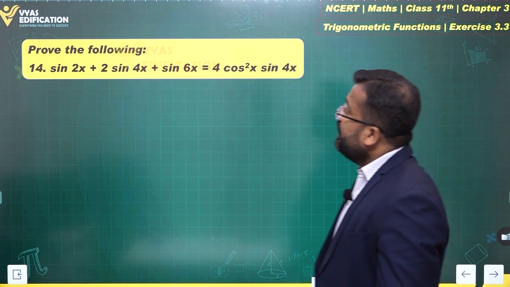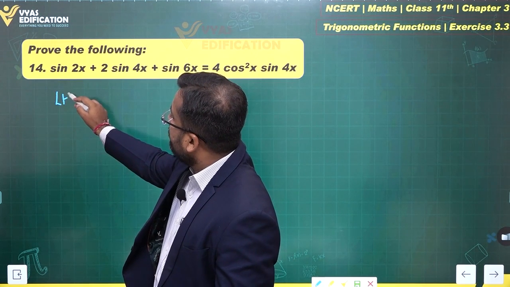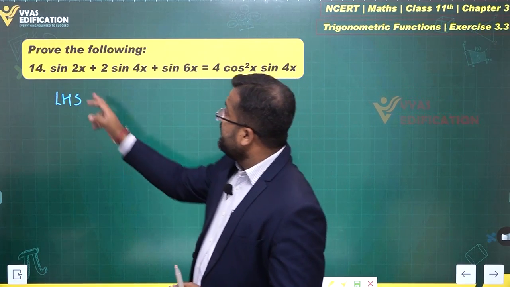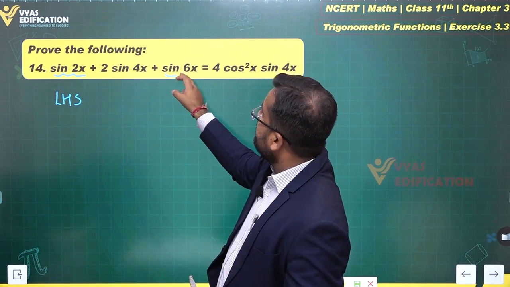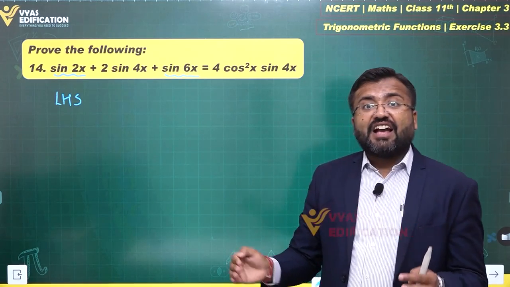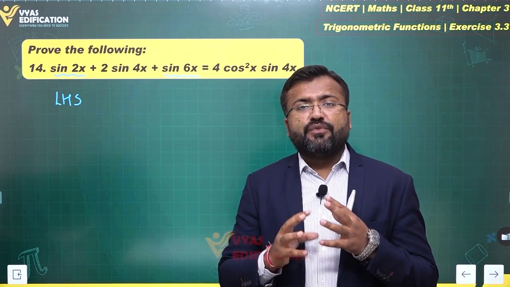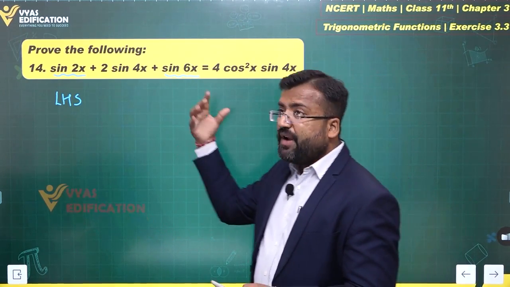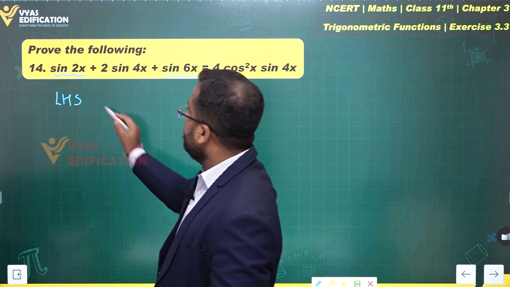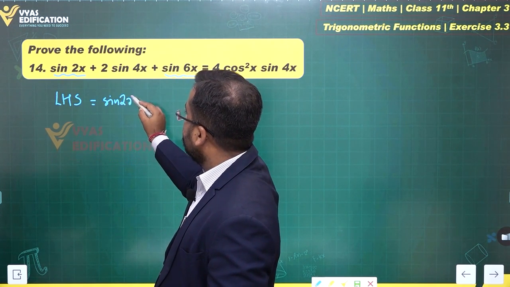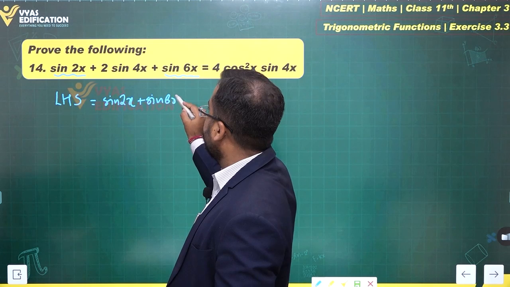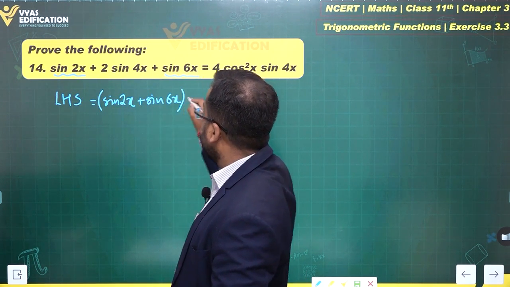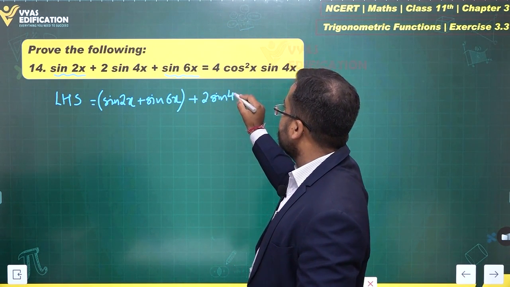Let's see. In the LHS, we have 3 terms as you can see. Can you please observe that this sine 2x can be easily merged with the sine 6x. We can actually use transformation formulae of transforming sum or difference into product. In the RHS, we only have the products, right? So we'll have to apply transformation formulae maybe twice. Let's do it. In the LHS, you have sine 2x plus sine 6x, and you have plus 2 sine 4x as well.